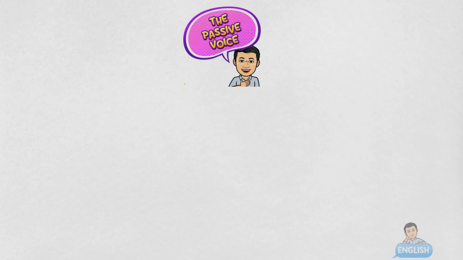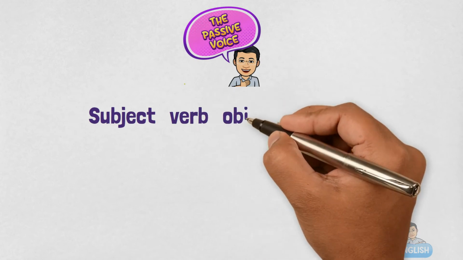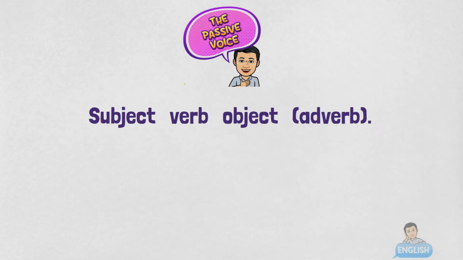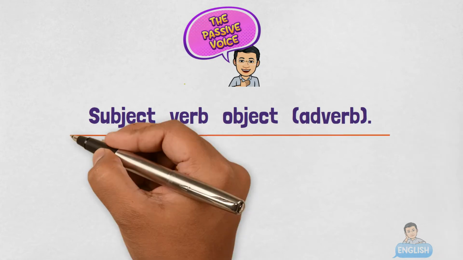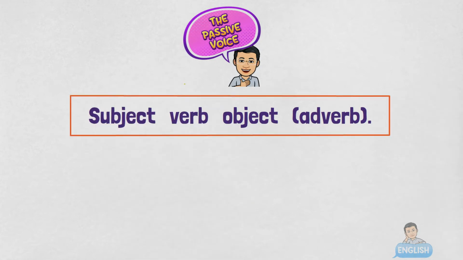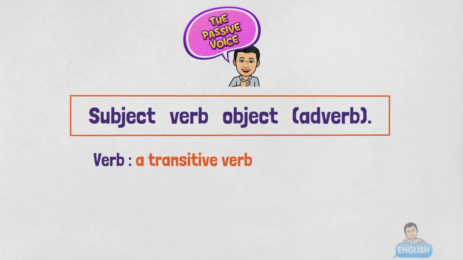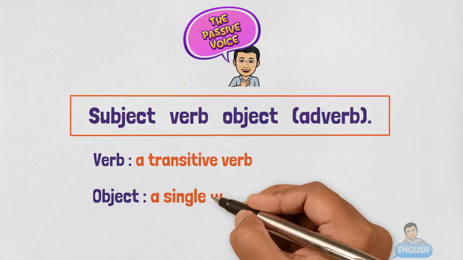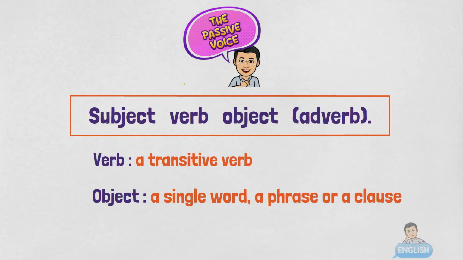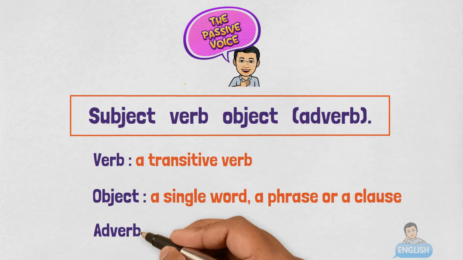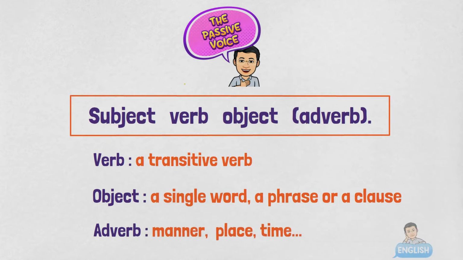First of all, just take a look at the very basic active sentence pattern that can generate passive ones in English. We have subject, verb, object, with or without an adverb. Verb in this pattern must be a transitive verb, or VT, which must take an object. Object can be a single word, a phrase, or a clause. Adverb can be of manner, of place, of time, or whatever kind.